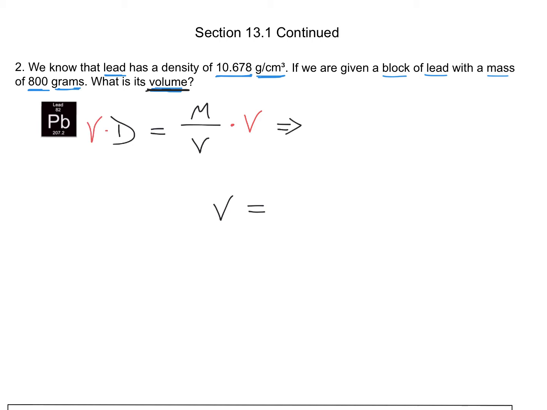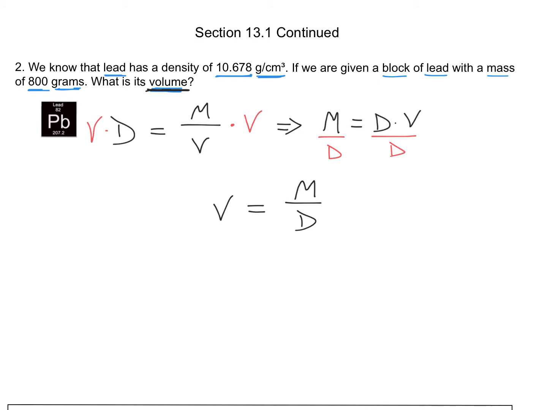So that's going to give me my equation for mass, which would be density times volume. Then, in order to get volume by itself, I'm going to divide both sides by density. So in this case, the formula to calculate volume is going to be mass divided by density. So now let's plug in our information.